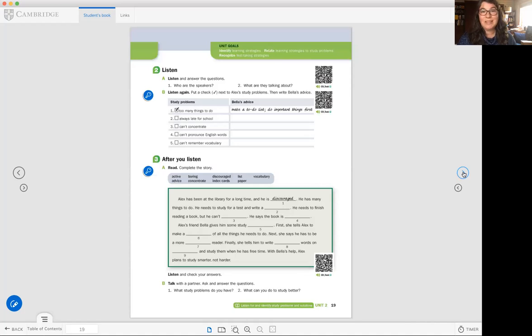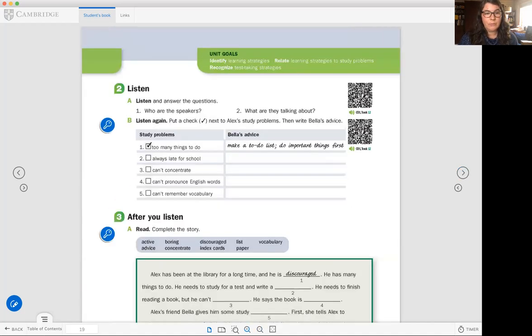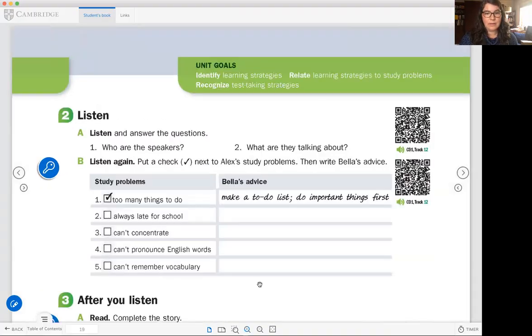And if you have your notebook, please get your notebook out. Right down here, I think you can see that. There we go. So we're going to listen. Who are the speakers? Probably the people in the picture. What are they talking about? It looks like study problems. So study problems, it says put a check next to Alex's study problems and then write Bella's advice. So before you listen, by reading this, you know that Alex has problems studying and Bella gives him advice. Advice is a good idea or a help to help something get better.